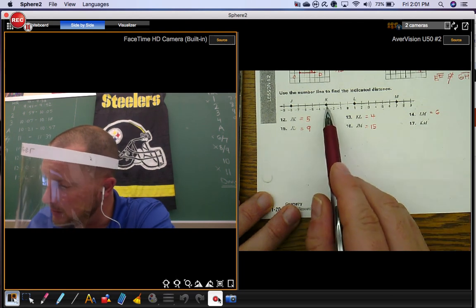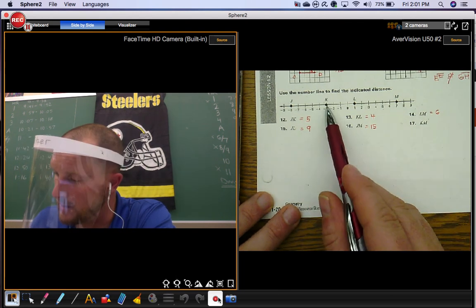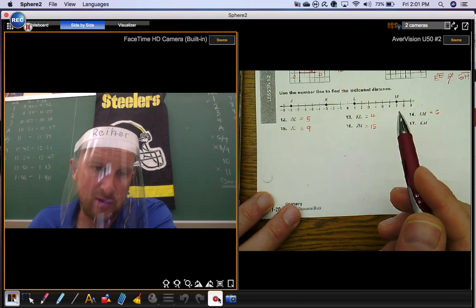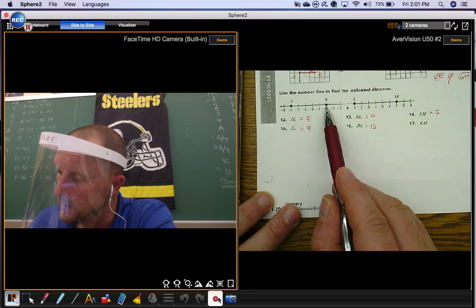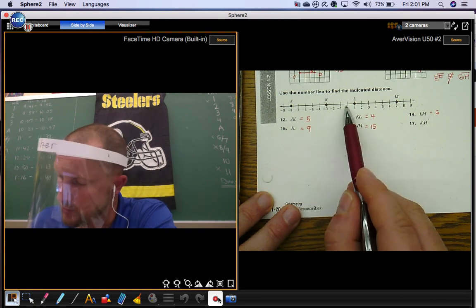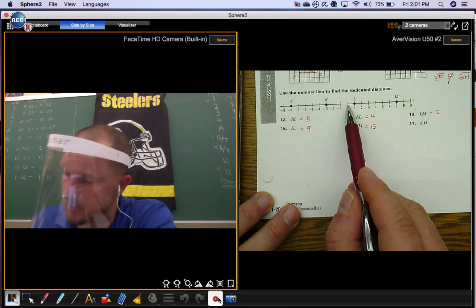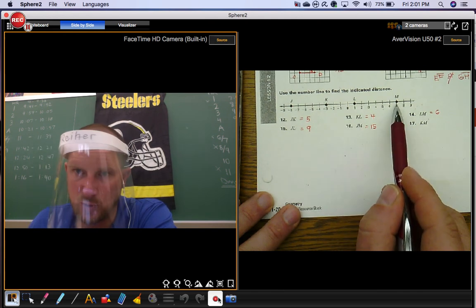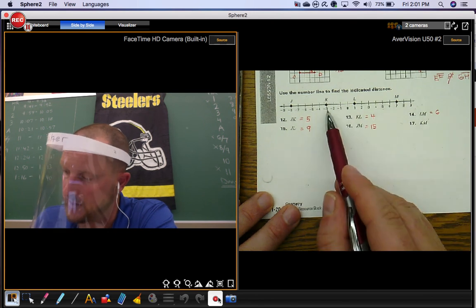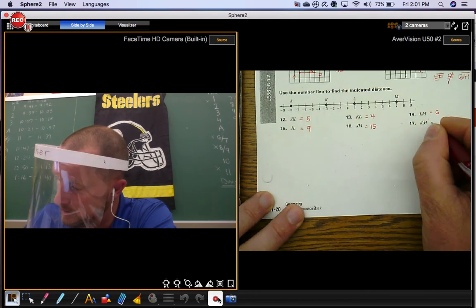Number 17, K to M. We're going from -3 to 7. I didn't talk about doing it this way. Here's another way to do it too. Notice how 3 is to the left of 0, obviously this -3. So 3 more units will put you at 0. And then obviously 7 more units will put you at M. So you have 3 units here and 7 units there. From -3 to +7. That's 10 units.